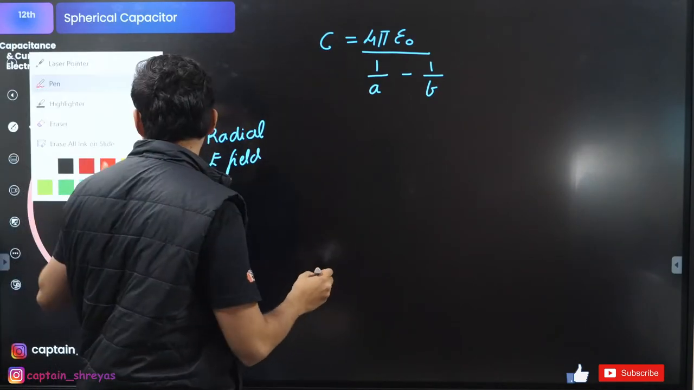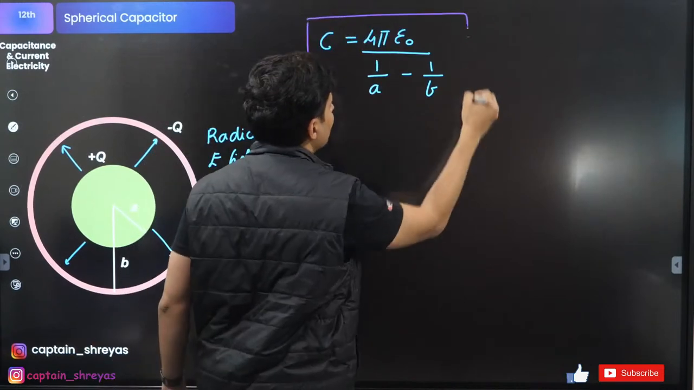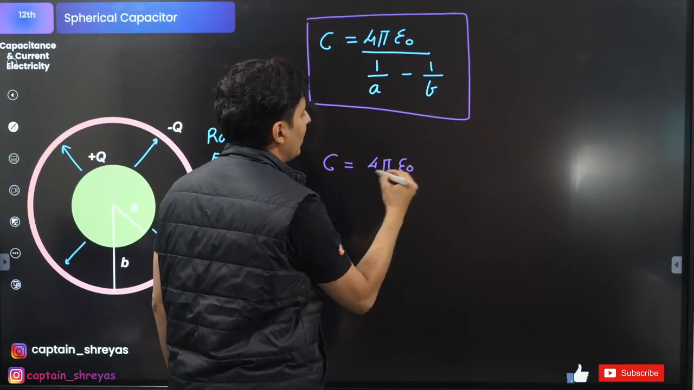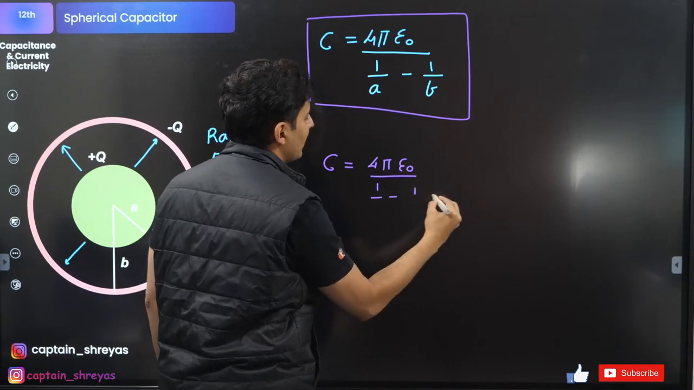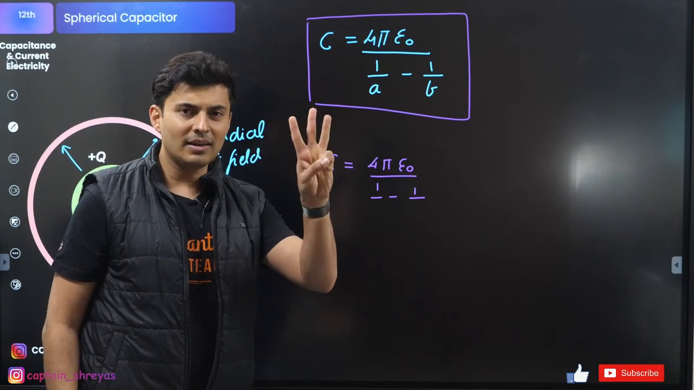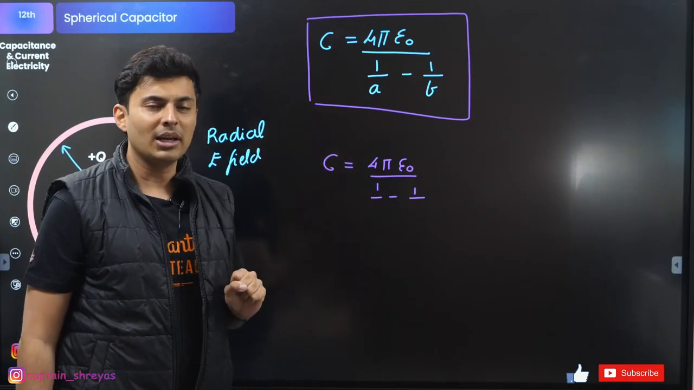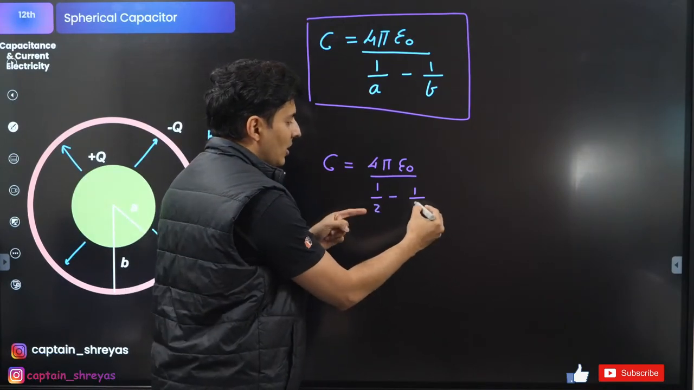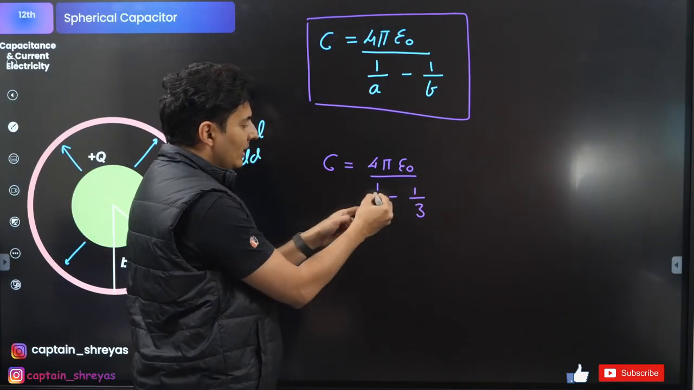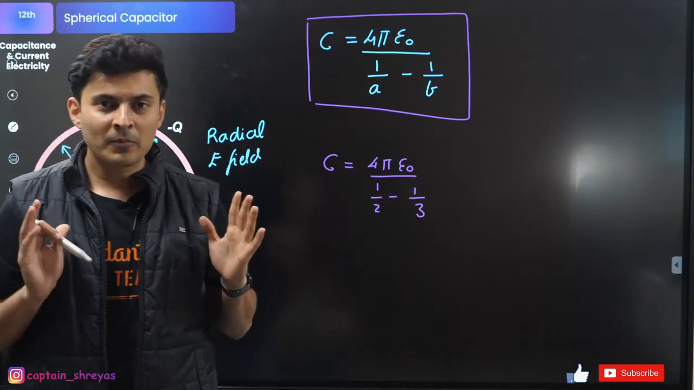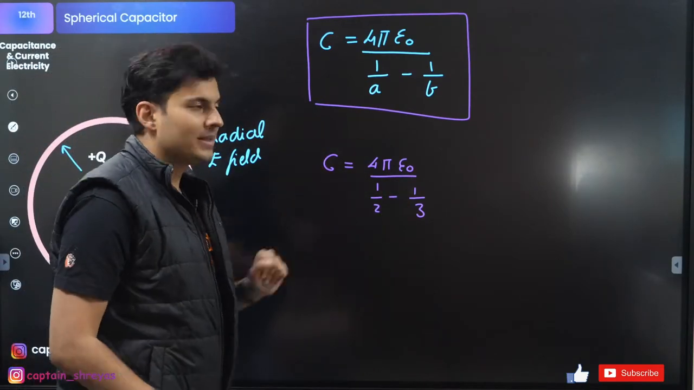Let me give you an example so that you are very clear. Say C is equal to 4 pi epsilon naught times (1 by something minus 1 by something). If I have the numbers 2 and 3, where will I put 2 and where will I put 3? 2 is smaller, so I'll put 2 over here. 3 is bigger, so I'll put it over here so that the ratio becomes small and this becomes big. So now this becomes a positive number. Clear? Understood? That's how this has to be done.